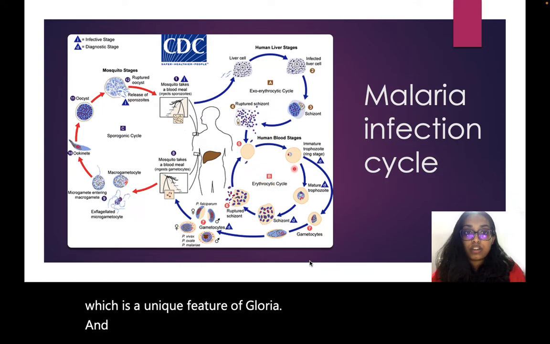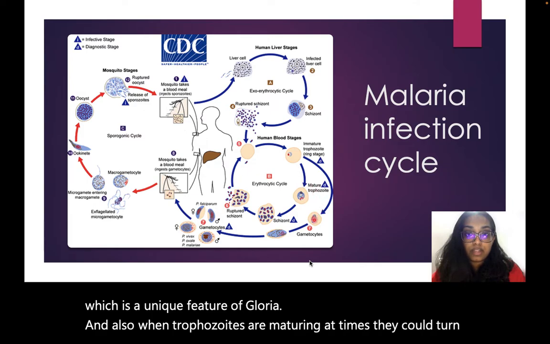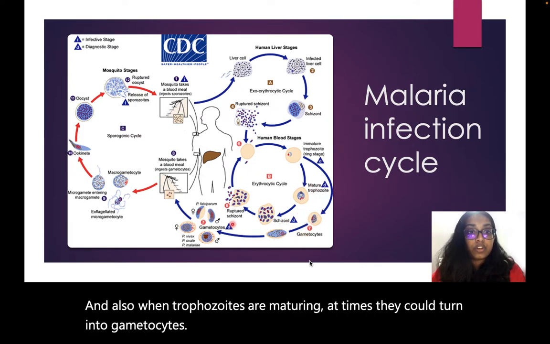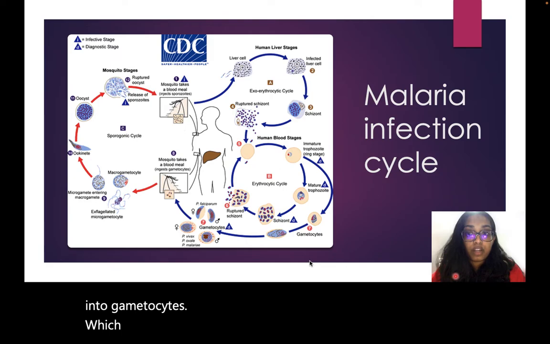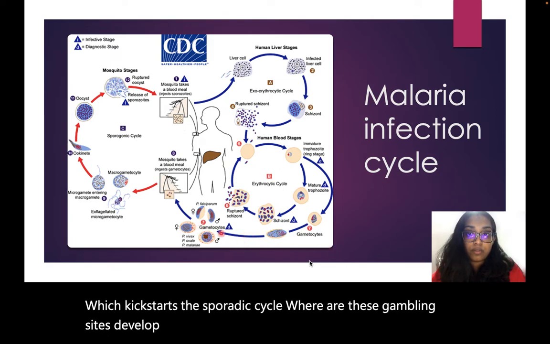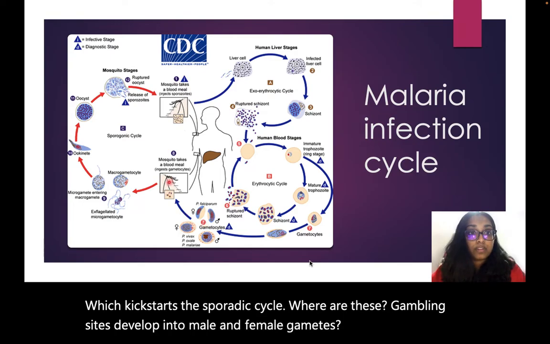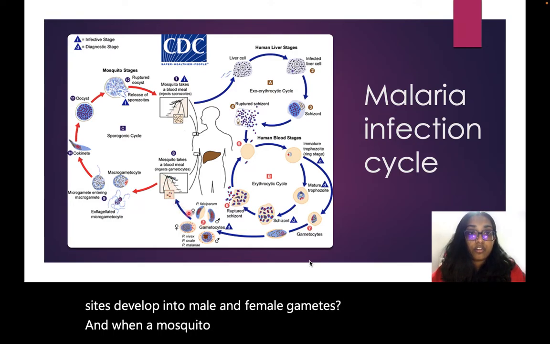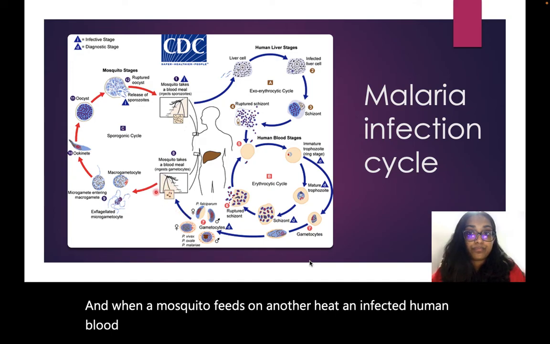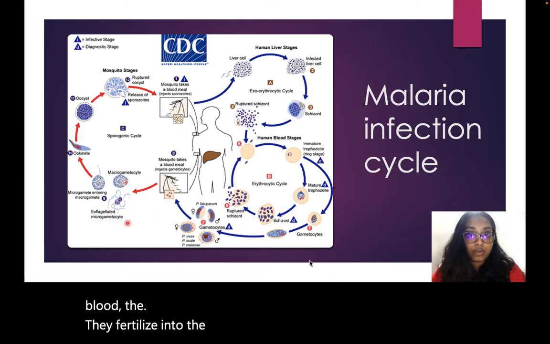Also, when trophozoites are maturing, at times they can turn into gametocytes, which kickstarts the sporogonic cycle, where these gametocytes develop into male and female gametes. And when a mosquito feeds on an infected human's blood, they fertilize in the mosquito and form a zygote.